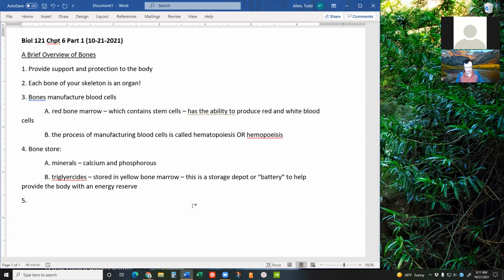The skeleton is made of bones, and bone is made of osseous tissue. We'll be talking about what that really means. We'll be pointing out the characteristics of osseous tissue as we continue through our conversation today.